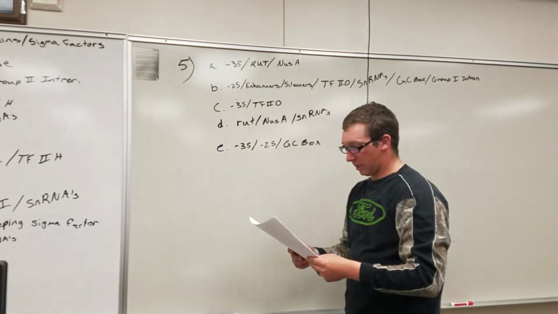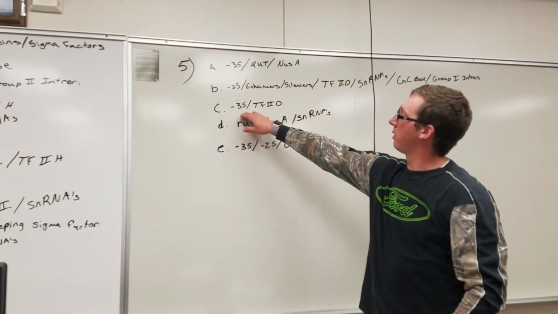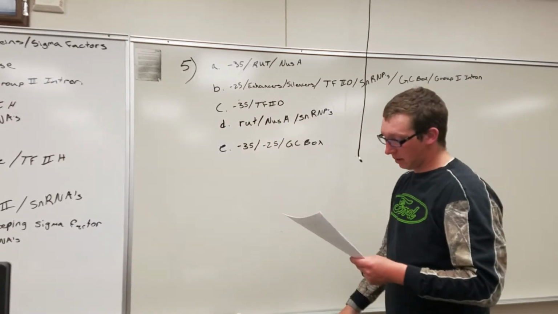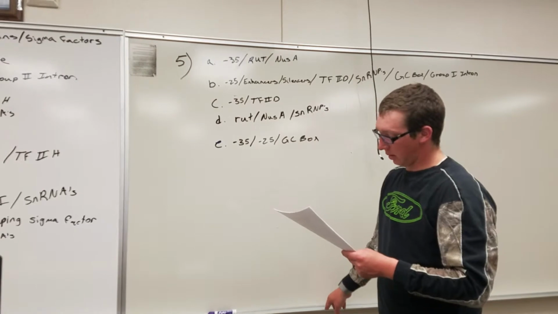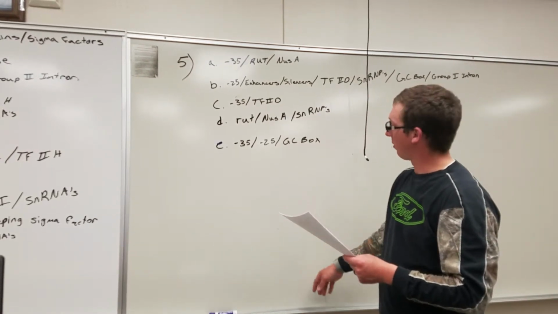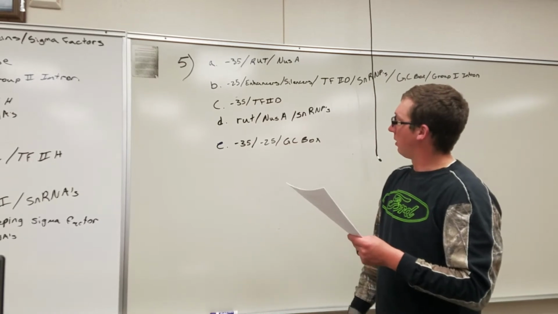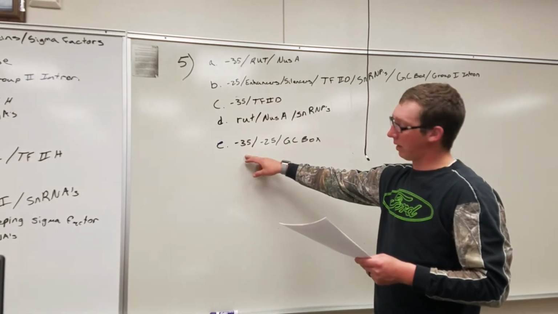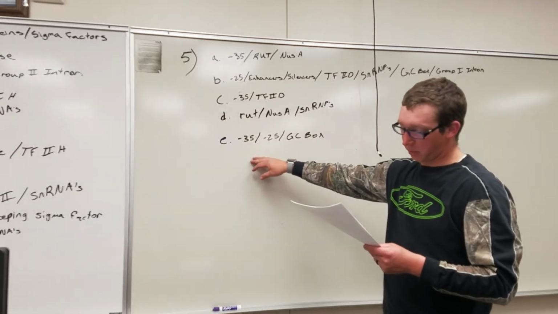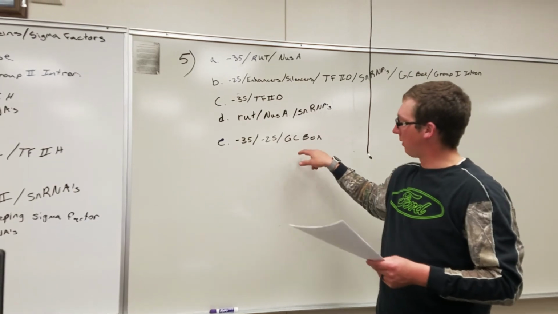For C, it asks which of the above is involved in the transcription initiation. We've got our -35 and our TFIIDs. D, it talks about which of the above is involved in the transcription termination. We've got our Rho utilization site, NusA, and our SNRPs. For E, it asks which of the above is a DNA sequence. We've got a -35, -25, and a GC box.